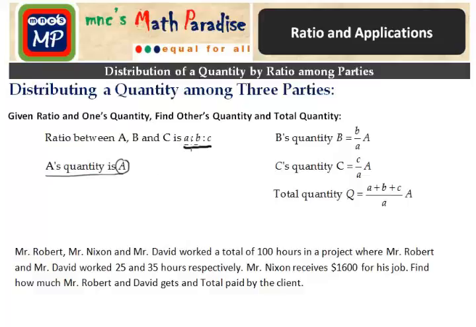Say the ratio is A ratio B ratio C. If we take an example, 2 ratio 3 ratio 5, that means if A's quantity is 2, then B's quantity will be 3, C's quantity will be 5. In general, if the ratio is A ratio B ratio C, and party A got A quantity, then party B will have B quantity, and C will have C quantity. So for 1 unit of A, B will have this much.